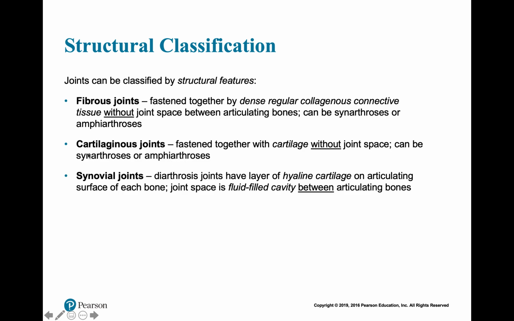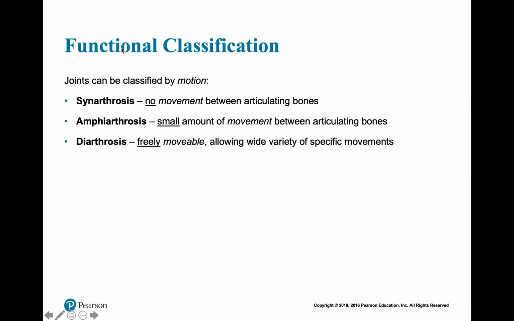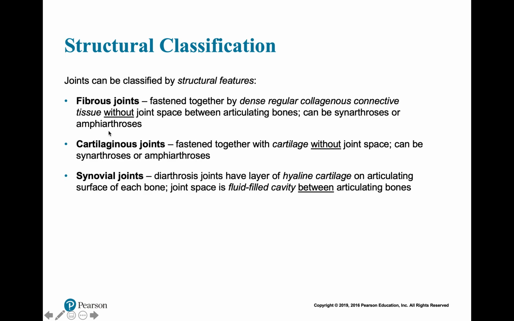And then the last structural classification of joints is synovial. And synovial joints are diarthrotic joints. And diarthrosis means freely movable, all right? So all synovial joints are diarthrotic. That's how you would classify them based on their function, okay? Synovial is how you would classify them based on their structure.